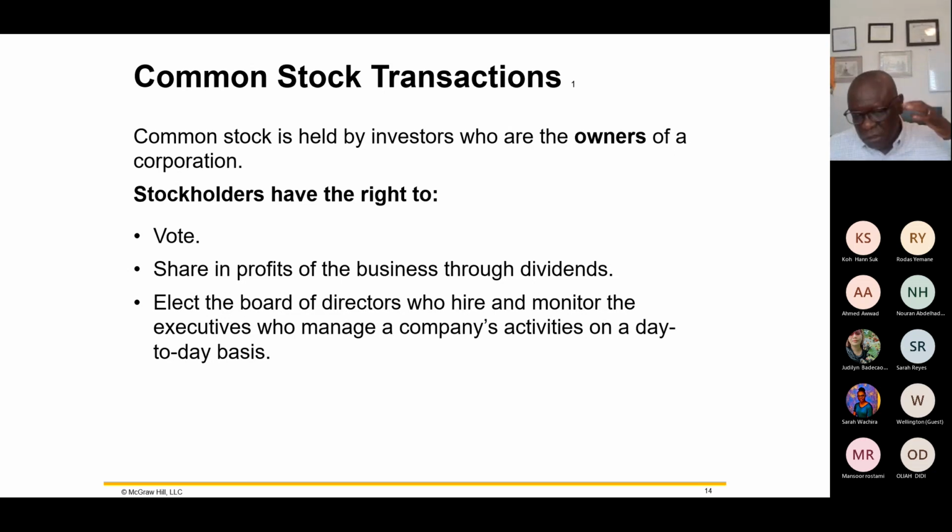Then the final one is the election of the board. Like I said, you vote for the board members, and the board members on your behalf will appoint management to manage the association. So it's good to know the common stock and the characteristics of common stock.